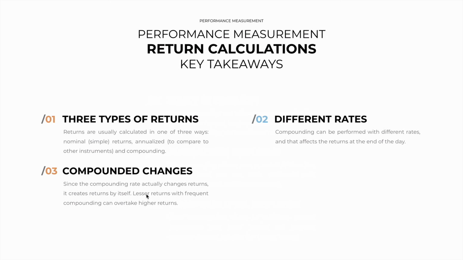So lesser returns, but with more frequent compounding, can be as competitive as better returns, but less frequent compounding. So as we see, there are multiple ways to calculate returns, and some of them actually affect the returns. For example, the compounding rate. What investors care about at the end of the day is how much money they make after compounding and after all adjustments are made.